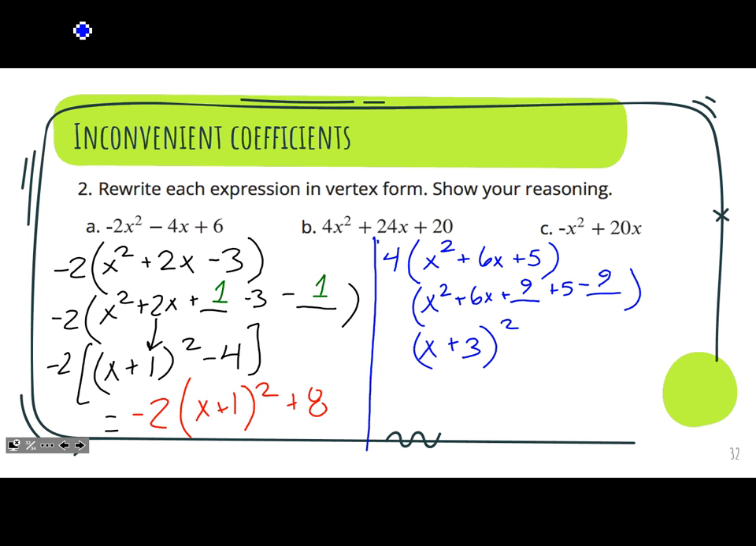And then the first 3 terms, there's your x squared plus 6x plus 9, that's (x plus 3) squared. 5 minus 9, that's -4. Once you have that, now this whole thing is going to get multiplied by 4. And so my final answer becomes 4(x plus 3) squared minus 16. And there we go. Now it's in vertex form. Again, if there's no number in front of the x squared at the beginning, we don't have to worry about it. Okay.